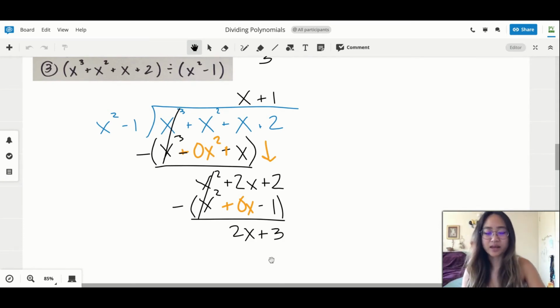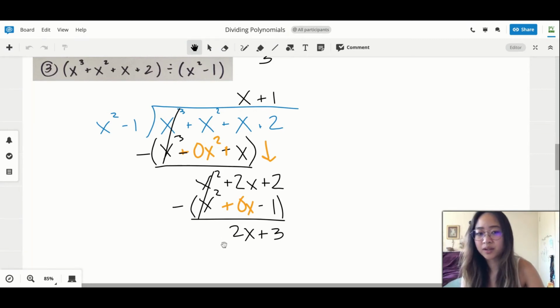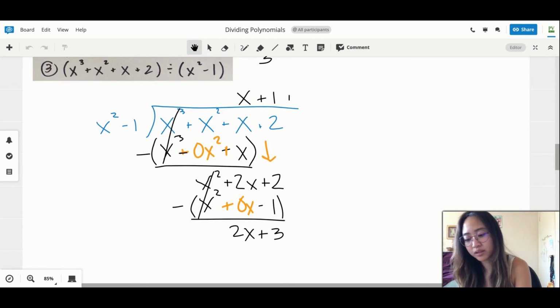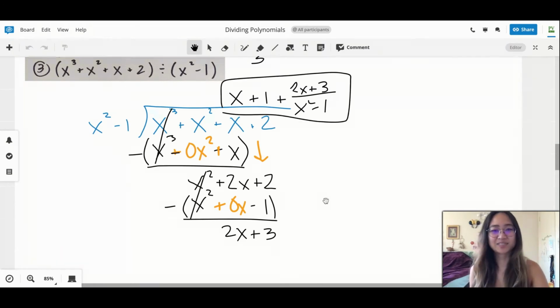And that is our remainder. So again, whenever we have remainders, if the first term is either positive or negative, that determines whether it's plus or minus. So since it's positive, we say plus 2x plus 3 over the divisor x squared minus 1. And that whole thing is our final answer.